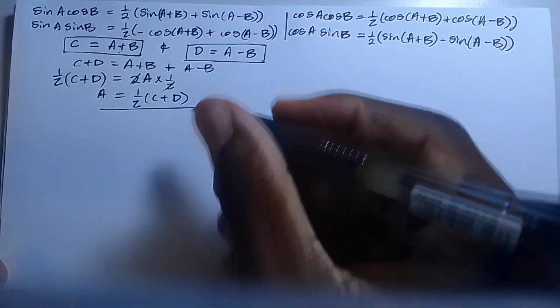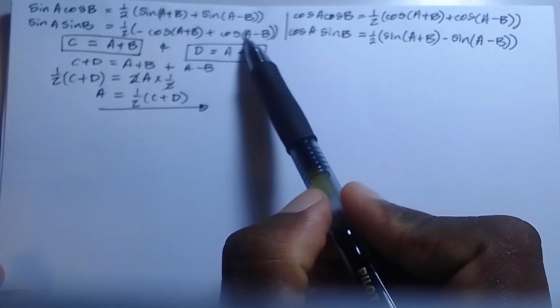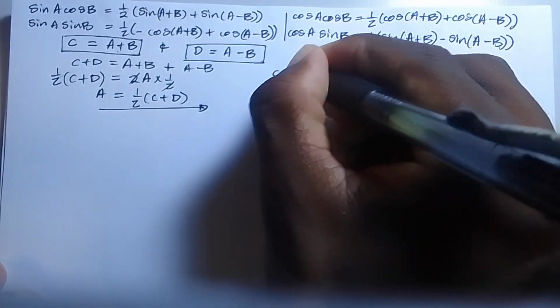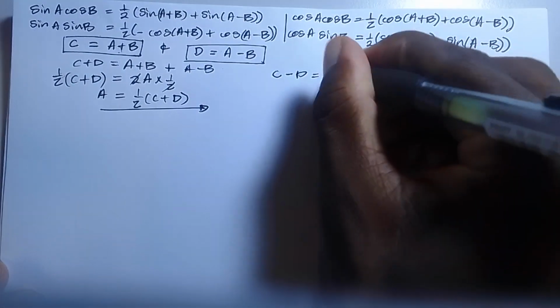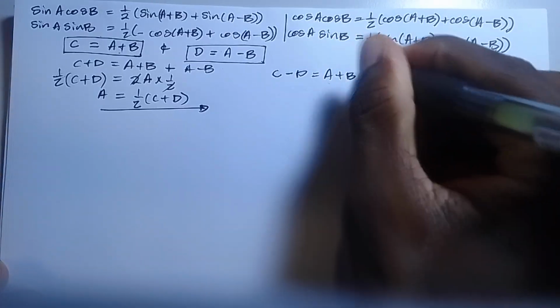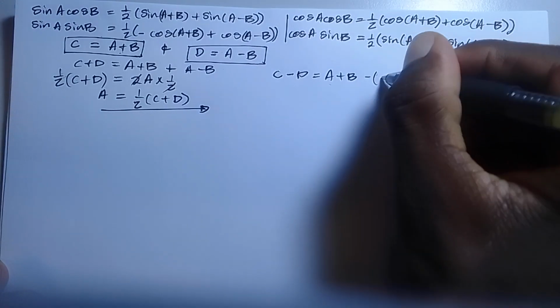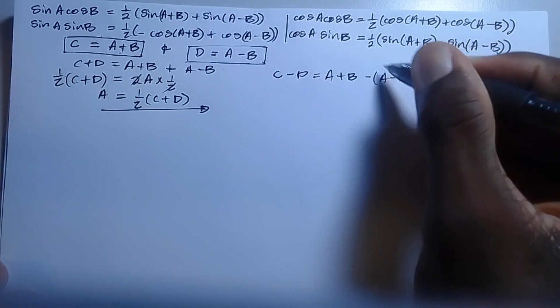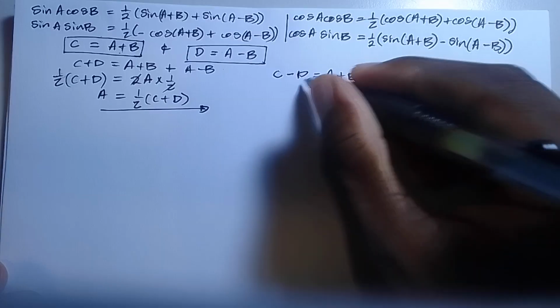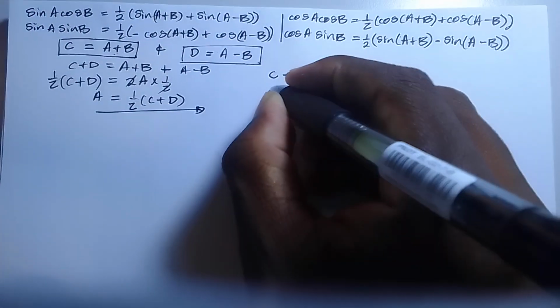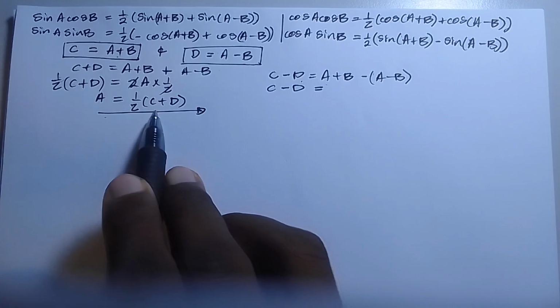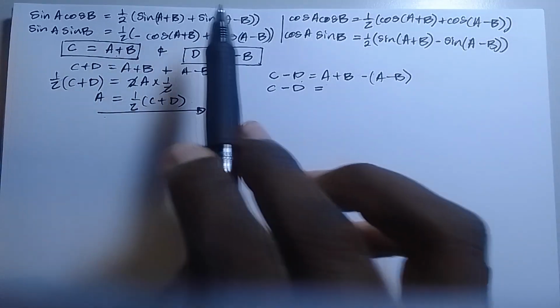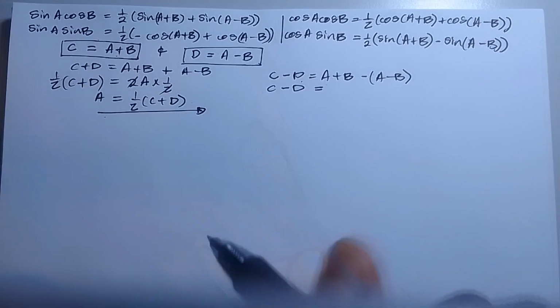Okay, that's our A. We got A from adding these two. Let's see what we get if we subtract them. So now try C minus D. If it's C minus D, you have A plus B. This represents C, and then we subtract A minus B, putting it in brackets because all of this represents D. Okay, so C minus D. Okay, sorry, here we found A in terms of C and D because we want everything to be in terms of C and D and not A and B.